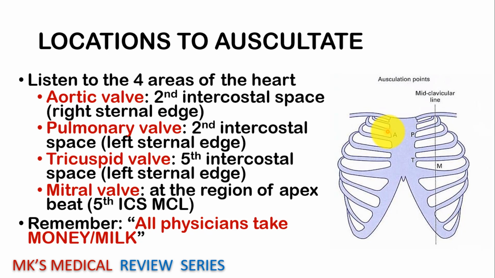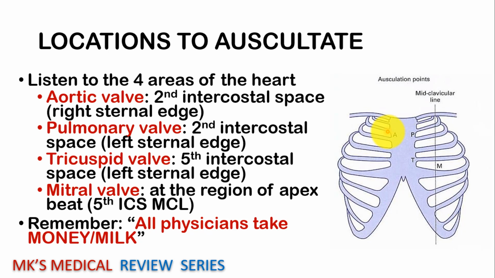You have the valves that are between the atria and the ventricles. You call those atrioventricular valves. Mainly on the right side, you have the tricuspid valve. On the left side, you have the mitral valve. The mitral valve is also referred to as the bicuspid valve.